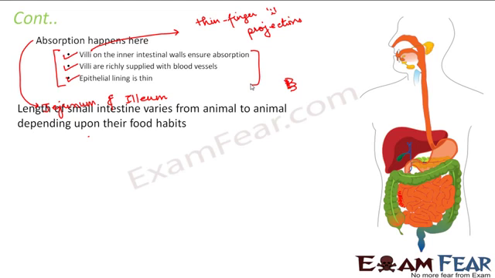Carnivorous animals like tigers feed on flesh. Now meat digestion generally takes lesser time. Since meat digestion takes lesser time, the length of the intestine is smaller in case of carnivores. Whereas herbivores feed on grasses, which mostly consist of cellulose, and digestion of cellulose takes longer time, and that is why the length of the small intestine is longer in animals which feed on cellulose or plants. Right? So that is how the length of the small intestine varies.